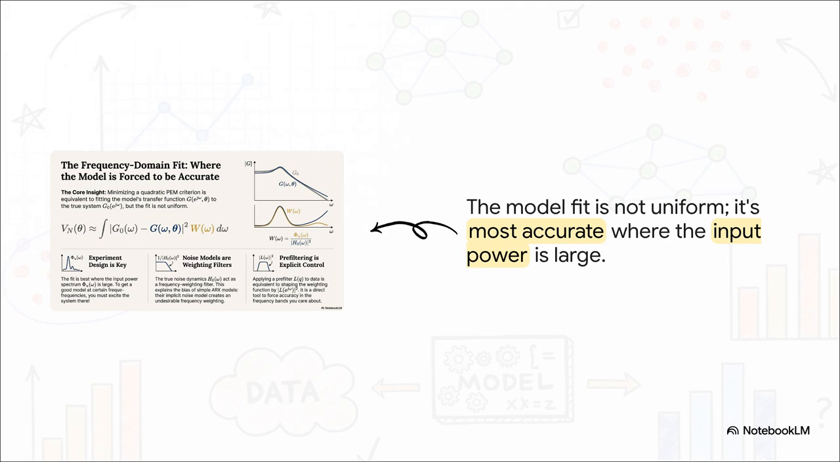Well, here is the huge, game-changing insight this new perspective gives us. The model fit isn't uniform. The model is actually forced to become most accurate where your input signal has the most energy. This is a really big deal. It means your experiment design is not a passive activity. It's an active tool. If you want your model to be really accurate at high frequencies, you have to design an experiment that pumps a lot of energy into the system at those high frequencies.